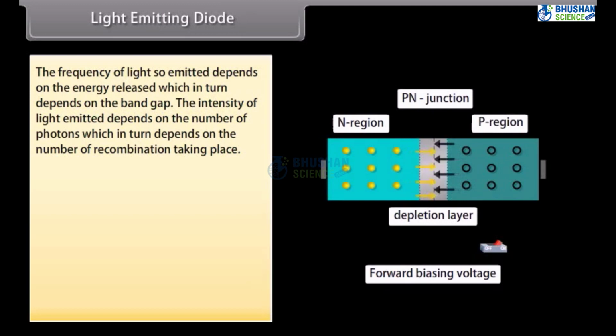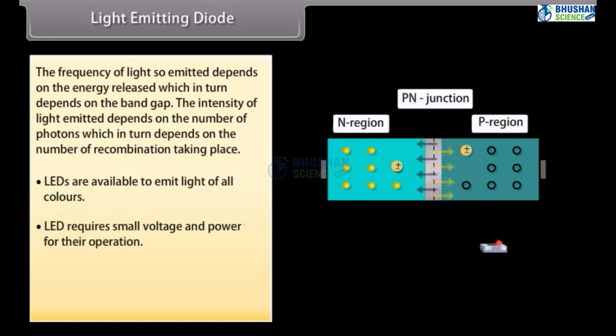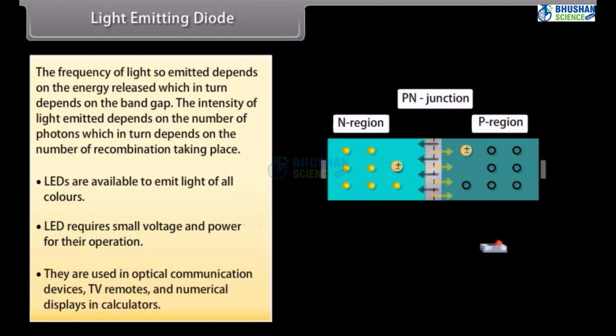The frequency of light so emitted depends on the energy released, which in turn depends on the band gap. The intensity of light emitted depends on the number of photons, which in turn depends on the number of recombinations taking place. LEDs are available to emit light of all colors. LEDs require small voltage and power for their operation. They are used in optical communication devices, TV remotes, and numerical displays in calculators.